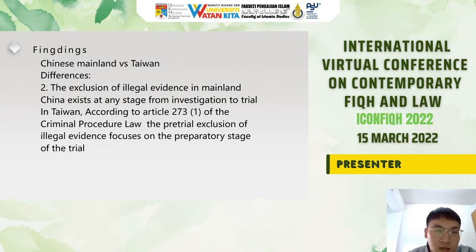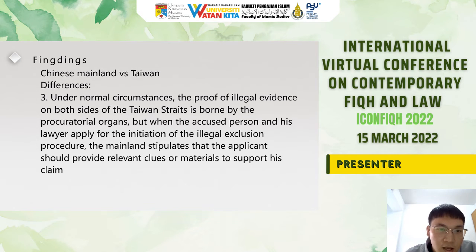Number two, the exclusion of illegal evidence in mainland China exists at any stage from investigation to trial. In Taiwan, according to Article 273, subsection 1 of the Criminal Procedure Law, the pretrial exclusion of illegal evidence focuses on the preparatory stage of the trial. Number three, under normal circumstances, the proof of illegal evidence on both sides of the Taiwan Strait is borne by the procuratorial organs, but when the accused person and his lawyer apply for the initiation of the illegal evidence exclusion procedure, the mainland stipulates that the applicant should provide relevant clues or materials to support his claim.